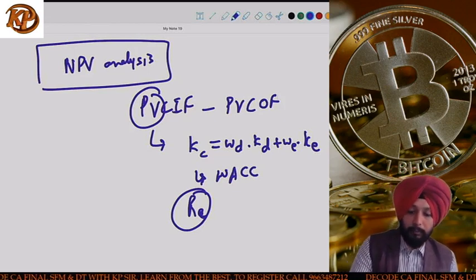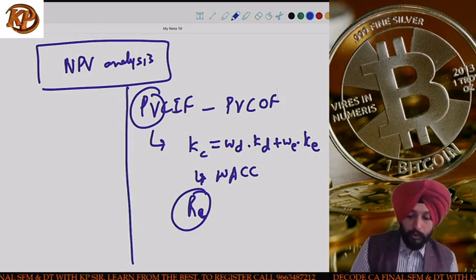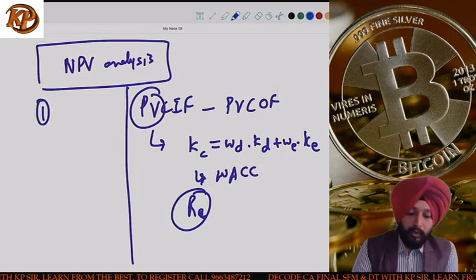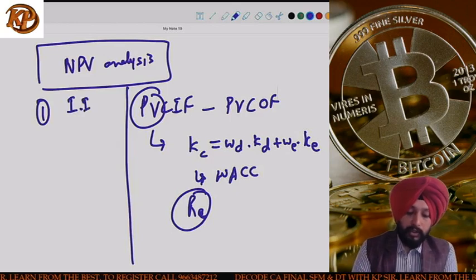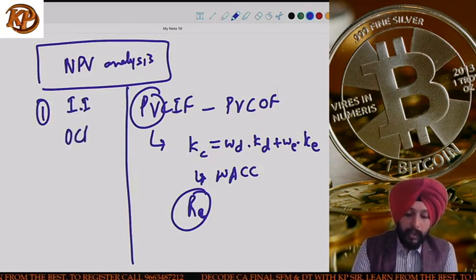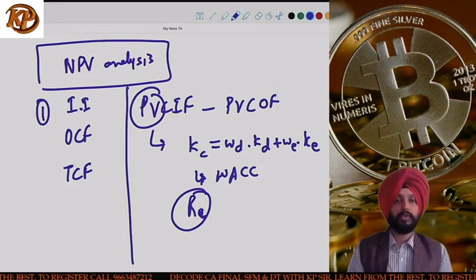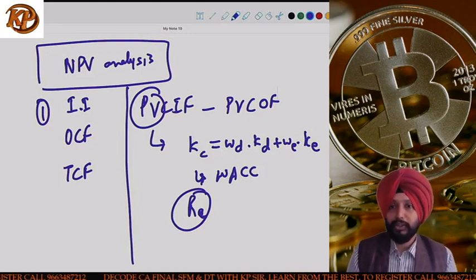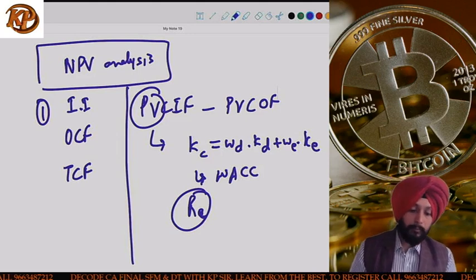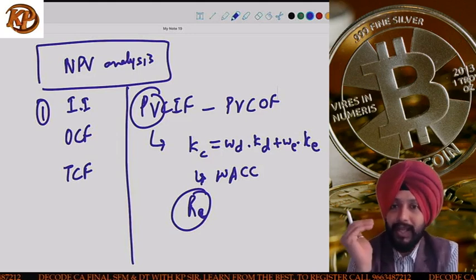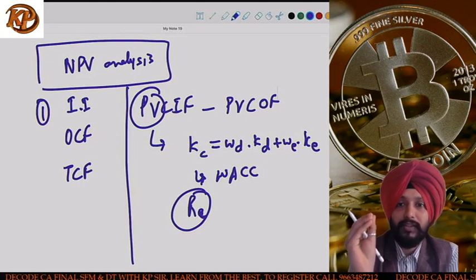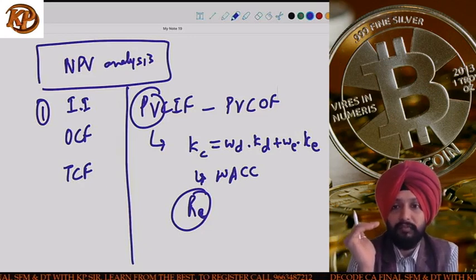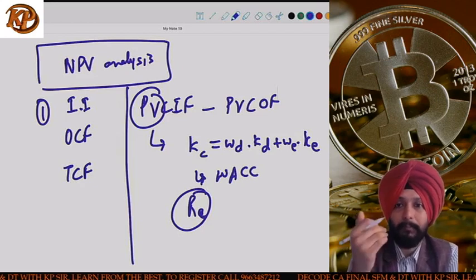Now some important points which I told you to remember always is, number one, whenever you calculate NPV, you divide your cash flows into three parts: initial investments, operating cash flows, and terminal cash flows. What are initial cash flows? Now listen very, very carefully, okay? Initial cash flows is the investment in fixed assets and working capital.